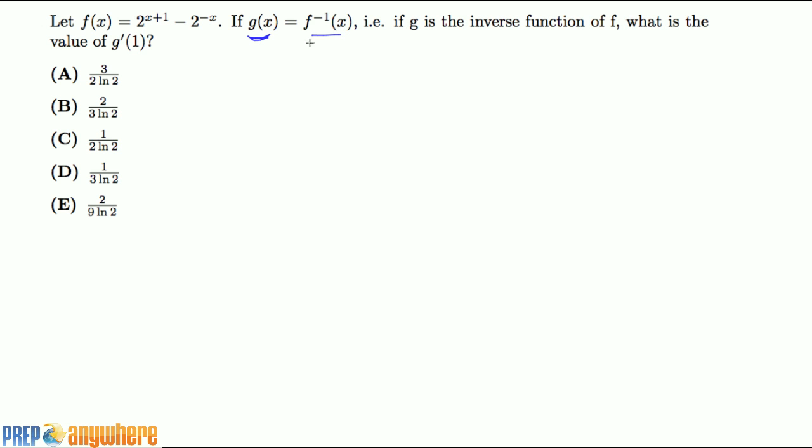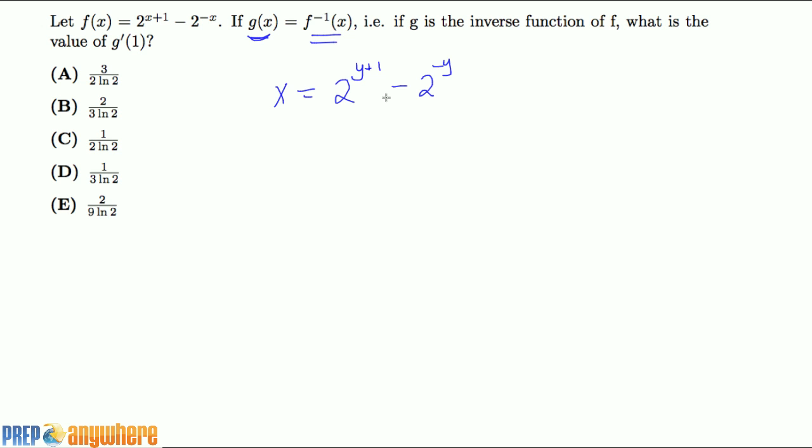g of x is the inverse function of f, but how do you get the inverse function? You have to switch the x and y symbolically, right? And you've got to isolate the y, right? So let's do the switch. 2y plus 1 minus, like that, right?